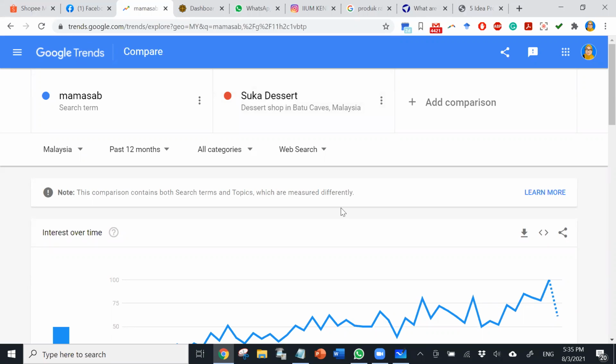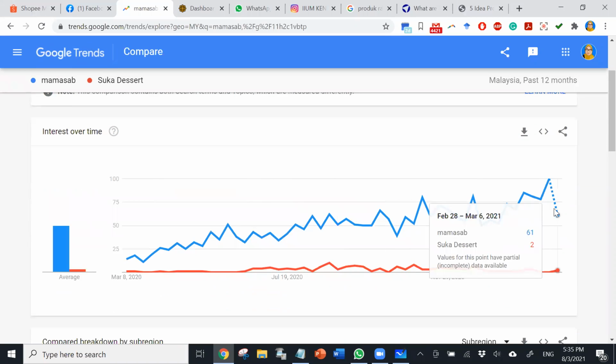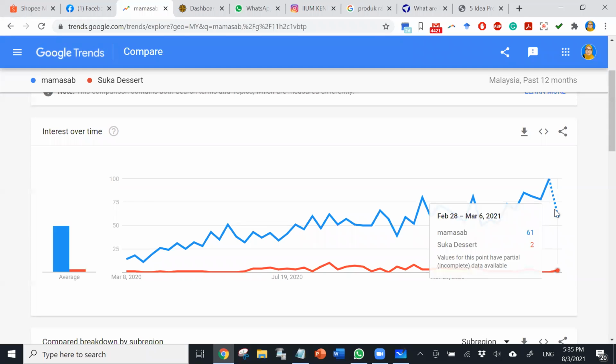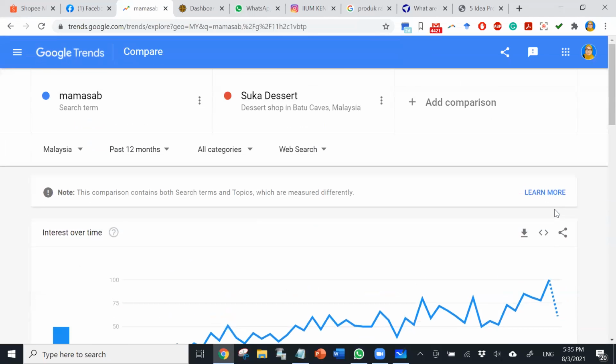Okay. As you can see here, Mama Sub still is number one, but they projected that the sales is going to be down. Suka dessert is quite trending as well, but not as much as Mama Sub. So if you want to compare between two brands, you can also use Google Trends. For example, you want to sell perfume, Victoria's Secret versus Body Shop, you can actually use Google Trends as well.